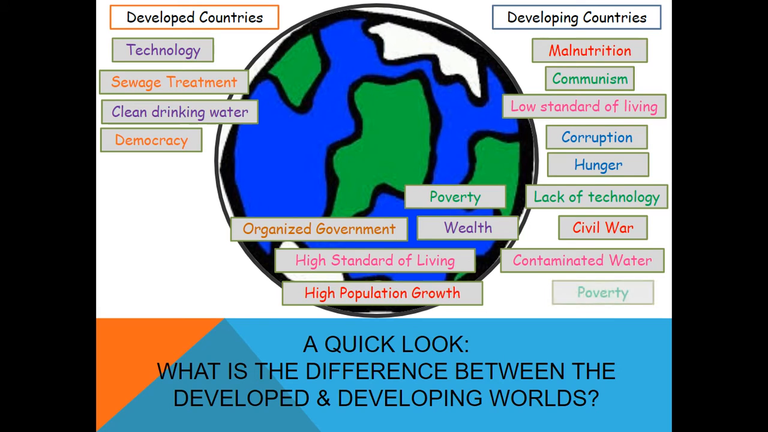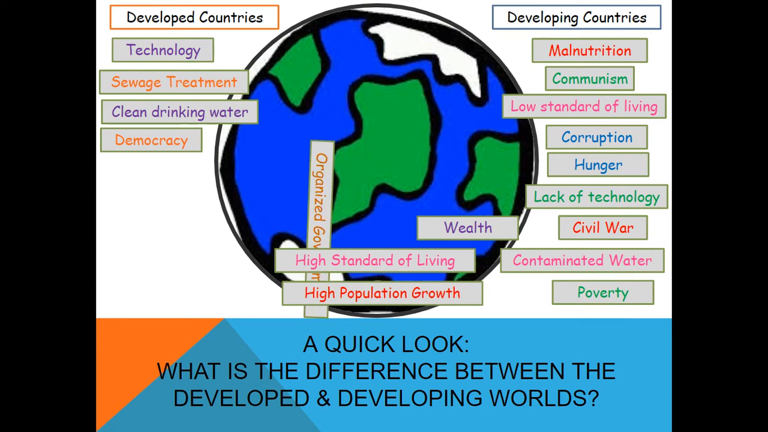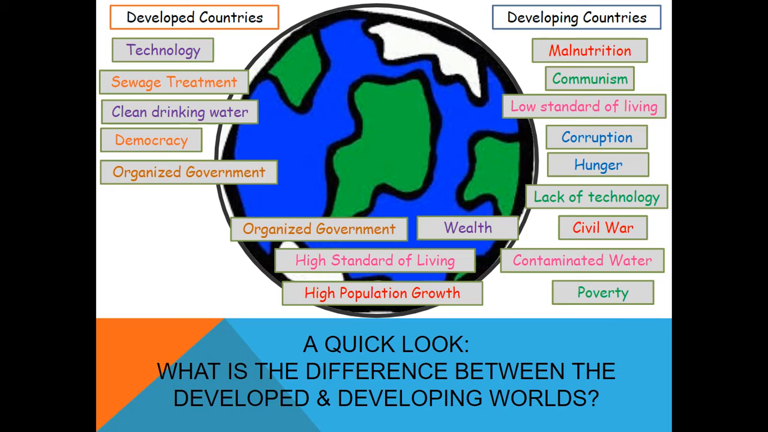Poverty would be found more in developing countries. Okay, so you got 4 left here. If you had to put these last 4 into either the column on the left, developed, or the column on the right, developing, where would you put them? So organized government, that would mean a system of government that shares power, that allows people to vote, that isn't corrupt. That would be found in a developed country, more often than not.